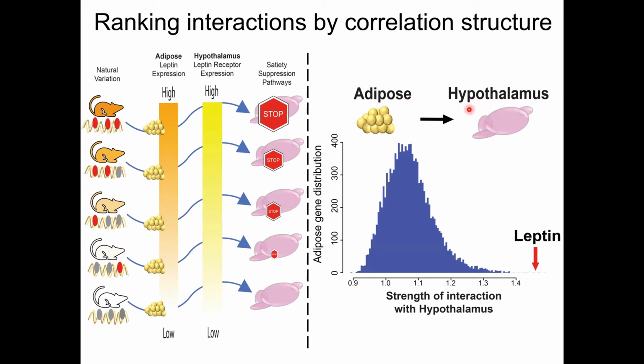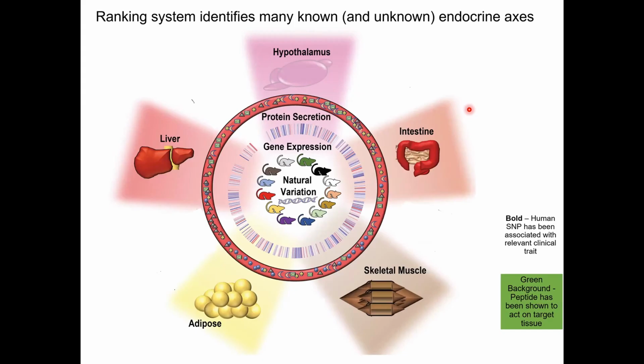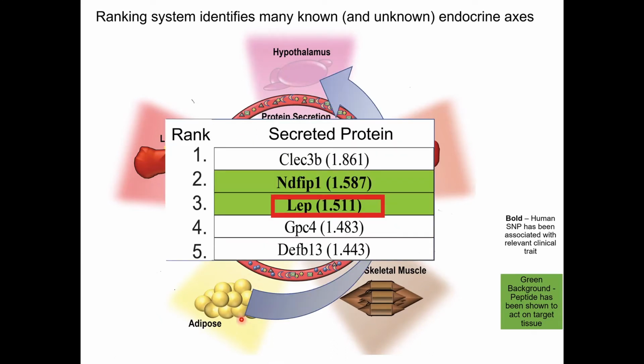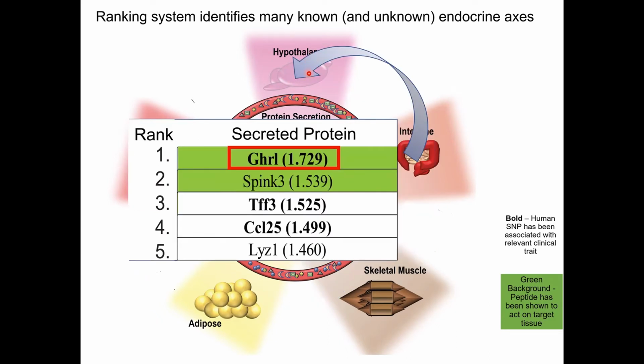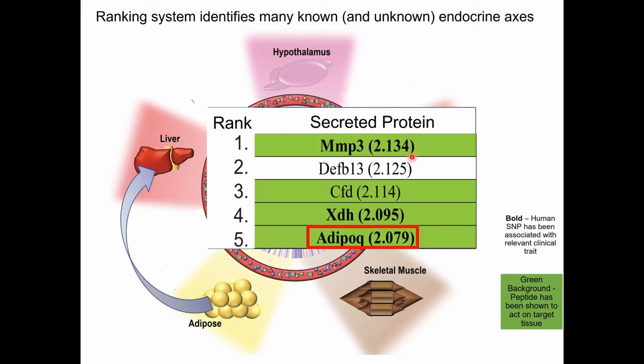Following this observation, the first thing we did, beyond this N of one example of leptin, was ask whether we can find other ways that we know tissues communicate by surveying. So we took these five tissues right here and asked: leptin signals from fat to the hypothalamus, do we see other things? Well, we do see things like ghrelin going from intestine to hypothalamus. We see adiponectin signaling to liver.